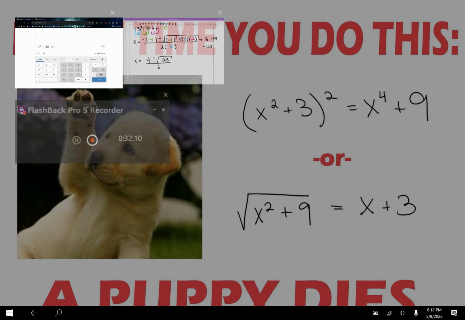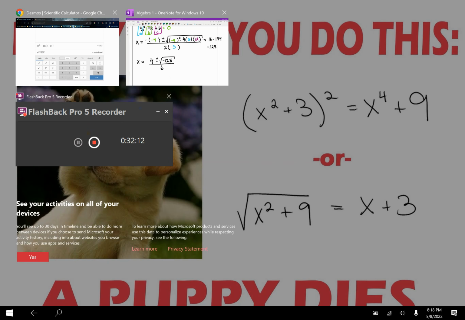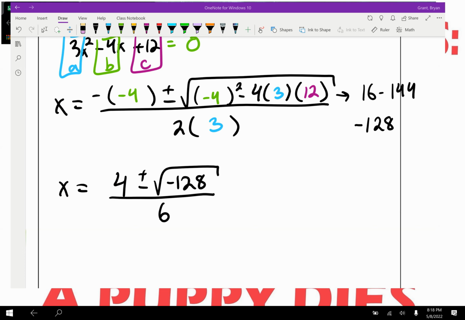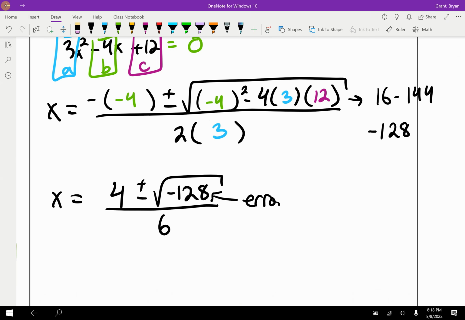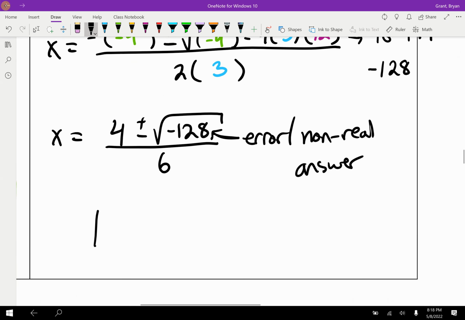You'll probably see one of two answers. You'll either see error or non-real answer, depending on your calculator. Okay, so error or non-real answer. And all that means then is that this equation would have no solution.